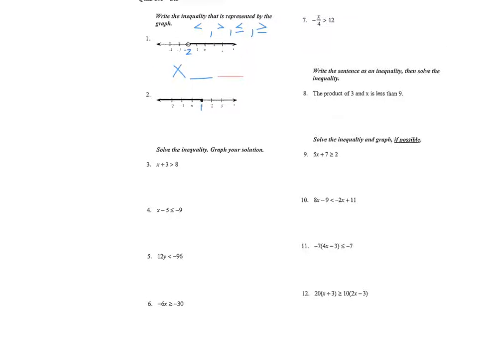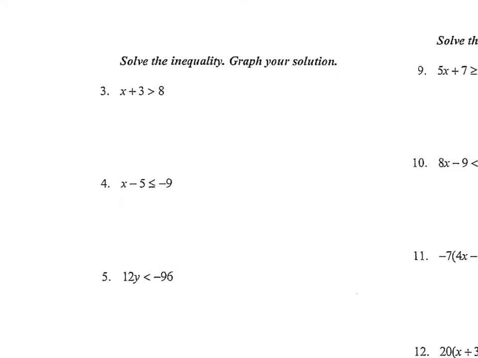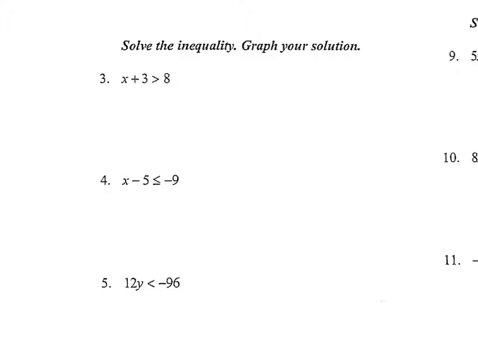Okay, let's see here. 3 through 7. These are just one-step inequalities. You're just going to take one step, just like solving an equation. And you also need to graph your solution, like we did in the check for understanding. So remember, you're just getting the letter by itself. Remember, a number and a letter side by side means multiply. Think to yourself, what's the opposite of multiply? It's just like solving an equation.